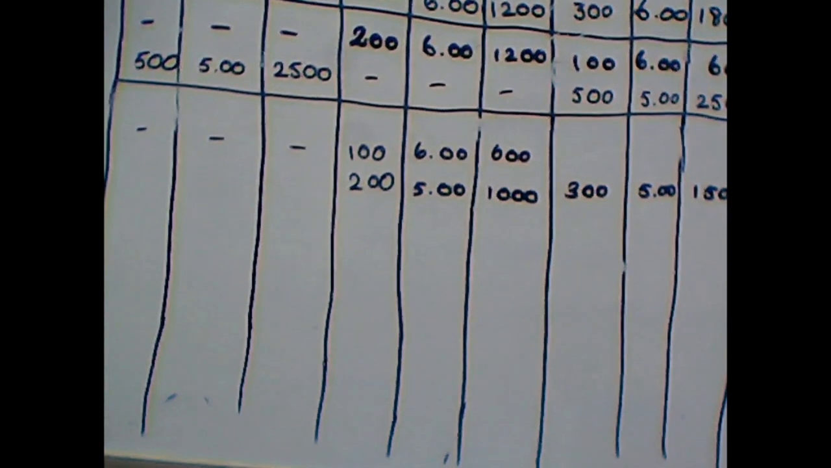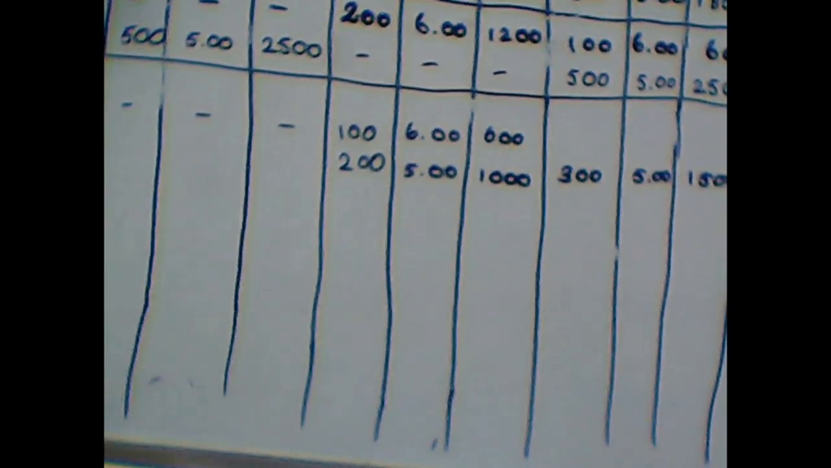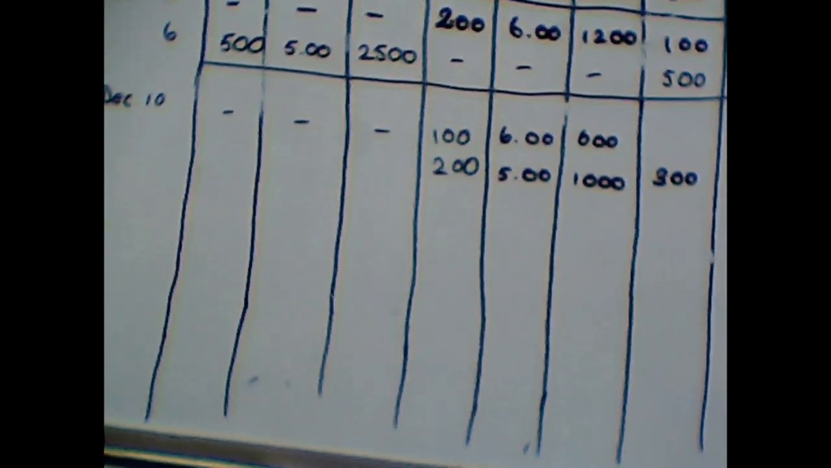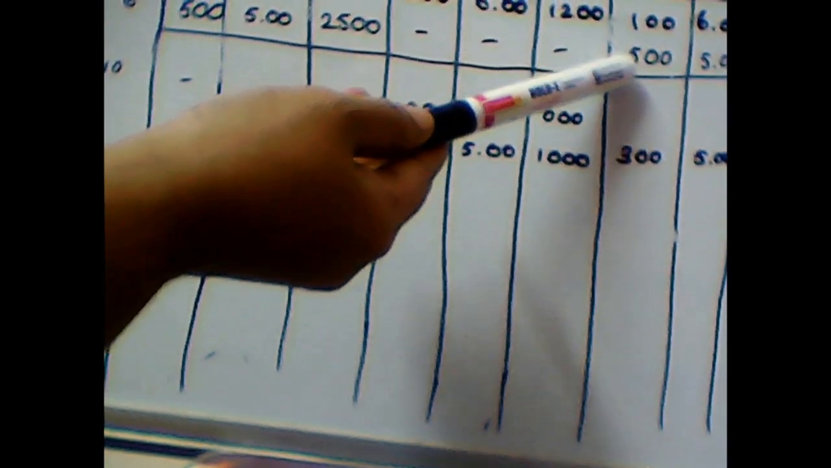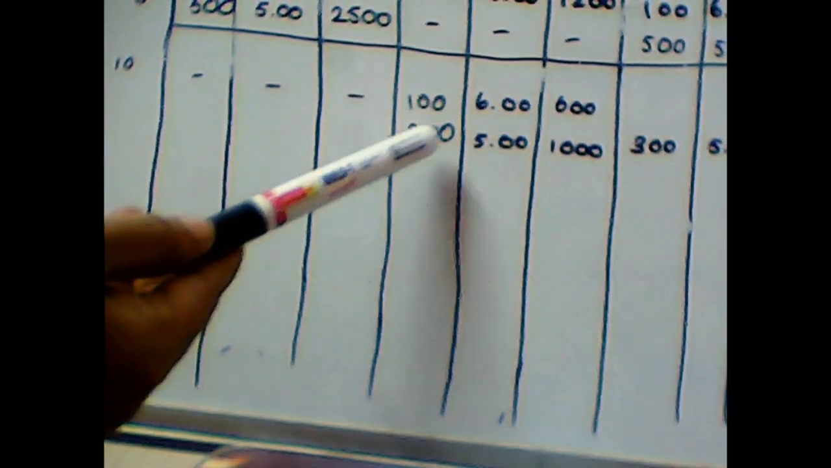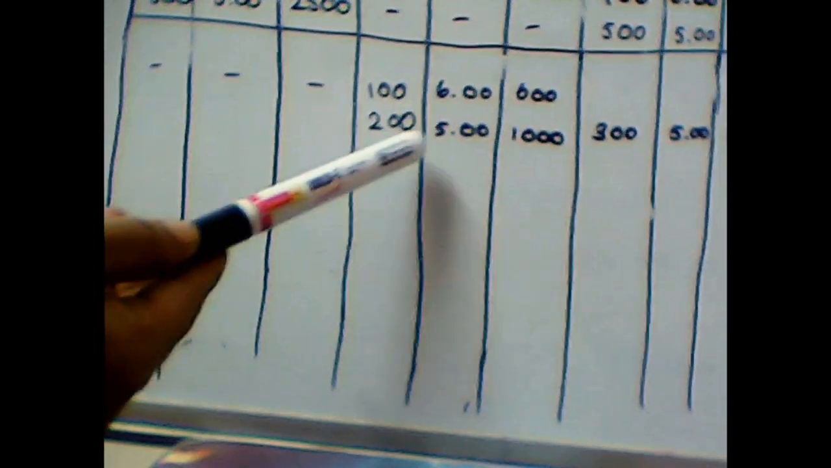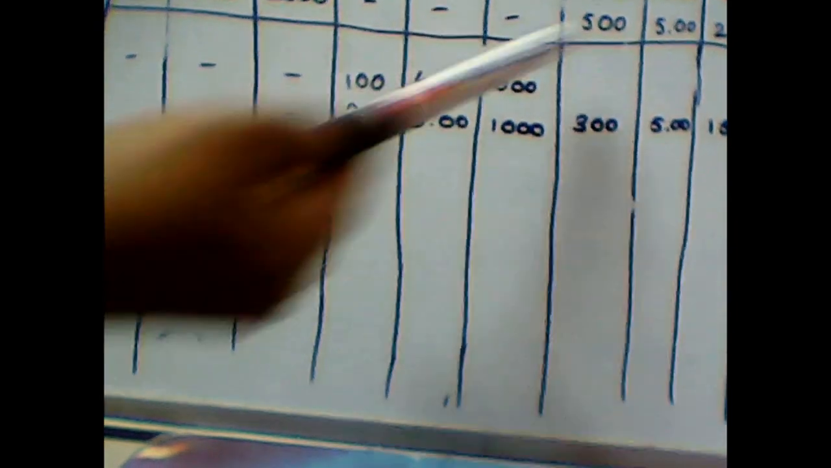So on December 10 we are asked to issue 300 units. Now we want to give 300 units. Here we are having only 600 units. From the 600 units we are going to issue 300 units. So we cannot take the 300 totally from this 500.